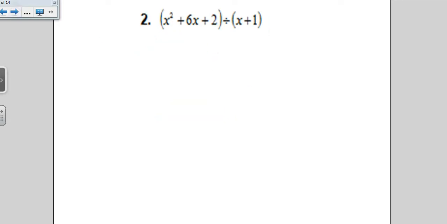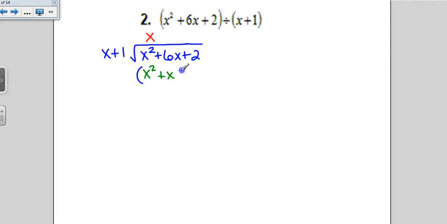Okay, let's try the next problem. So the x plus 1 goes outside, and we're going to divide that into x squared plus 6x plus 2. So we're going to start with x divided into x squared. X goes into x squared x times. That's the division. Now we're going to multiply x times x plus 1. That gives us x squared plus x. And then remember, we're supposed to be subtracting these.